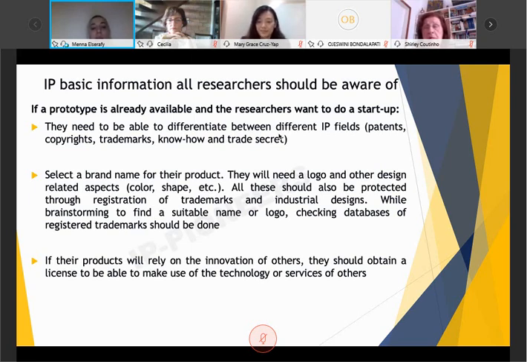This is also extremely important because if my product involves an update or putting something new into an innovation that already exists, then I should have a license from the people who have the initial innovation or the initial prototype, because otherwise I'm violating their rights.